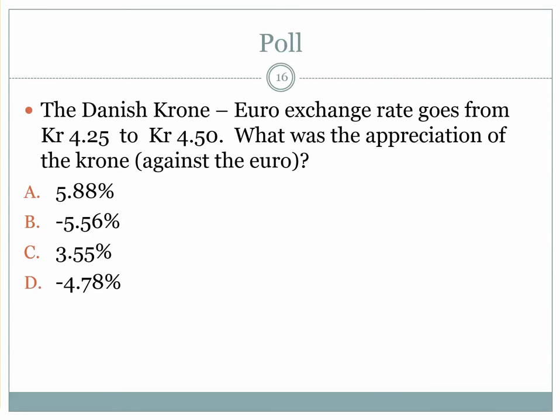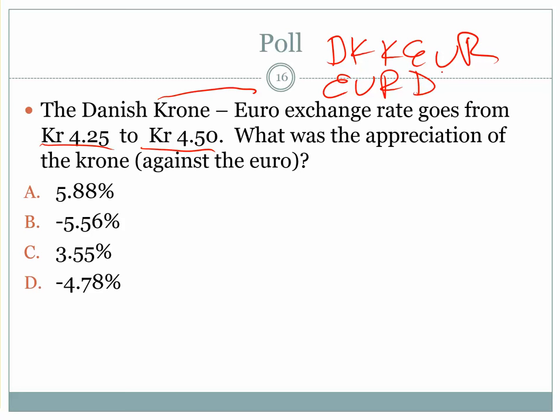One last problem. Say the Danish krone euro exchange rate goes from 425 to 450. Now notice I just wrote here the krone euro exchange rate. I'm not using this DKK EUR or the EUR DKK. And this you'll find in literature all the time. People just talk about the krone euro exchange rate or the euro krone exchange rate. But the exchange rate was quoted as krone, 425 to 450. So what that implies, it's actually krone per unit of euro. So it's actually the price of the euro. So what this exchange rate really is, it's the crown price of a euro, the Danish crown price of a euro.